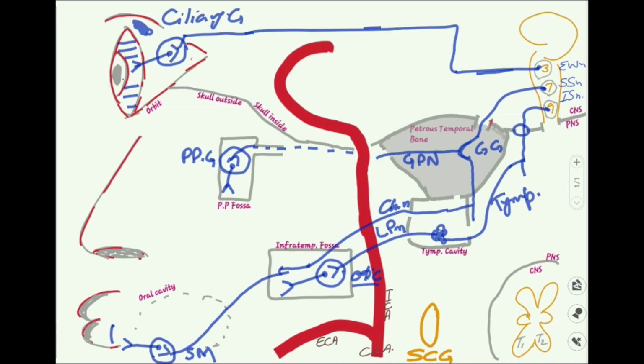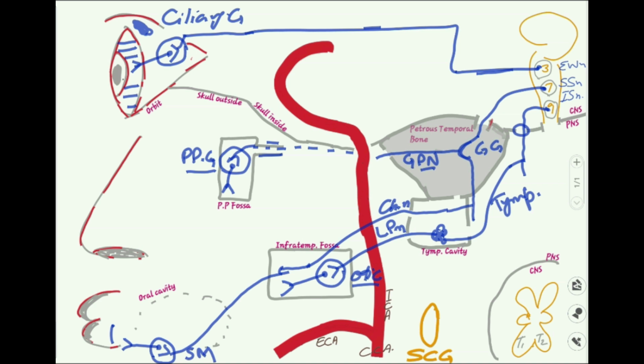Then is the seventh nerve with a complicated course, a geniculate ganglia. Here it gives the greater petrosal nerve. Greater petrosal nerve will move beneath the skull and will enter the pterygoid canal to reach the pterygopalatine fossa and form a ganglia, that is the pterygopalatine ganglia.